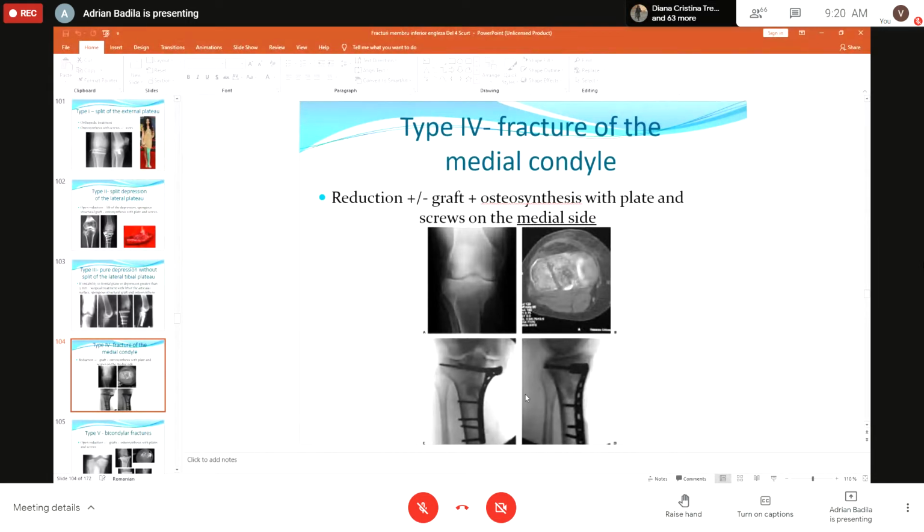In the previous 3 fractures, the plate was on the lateral side. Here, as you can see, the plate is on the medial side. The peroneum is on the lateral side. The plate means it is on the medial side.